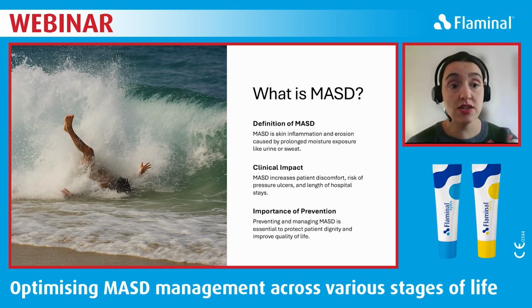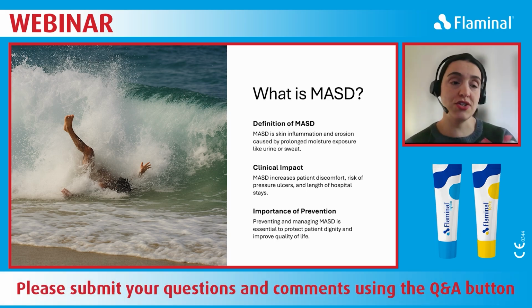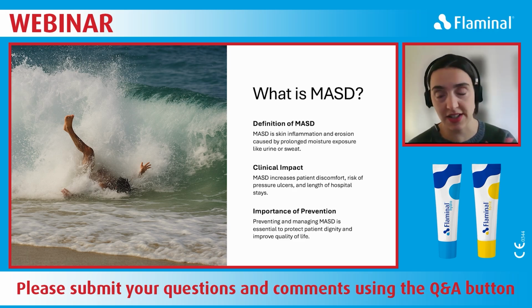So MASD is not a pressure ulcer, but can increase the likelihood of one developing if not managed appropriately. And so this condition affects patient dignity and quality of life, and its prevention and management are essential components of effective wound care. So this section introduces the concept of MASD and highlights its clinical significance in adult patient care. And this is all because recognizing and addressing it early is key.